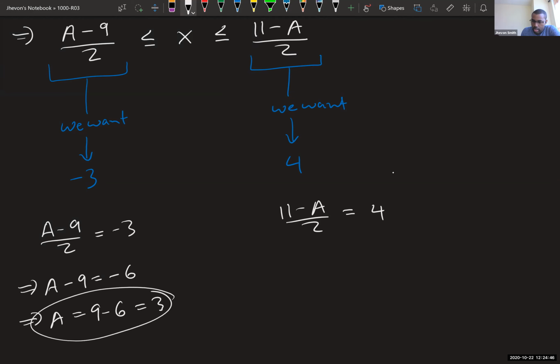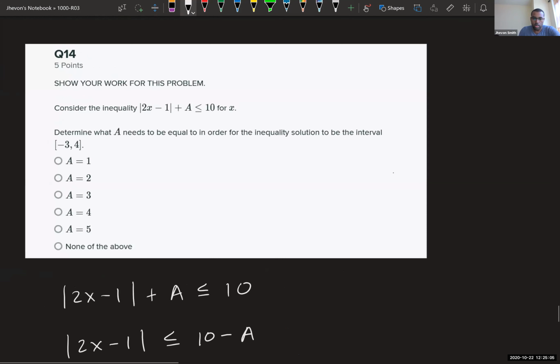And you can actually check this here. If a equals 3, does this actually work? 11 minus 3 all over 2. Well, that would be 8 over 2, which is 4. So that works out. So a equals 3 works.